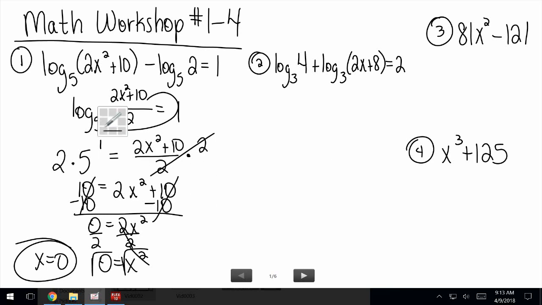All right, what about number 2? When you're adding two logarithms together, how do you put them as one logarithm?